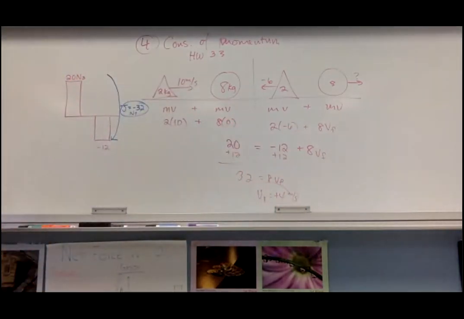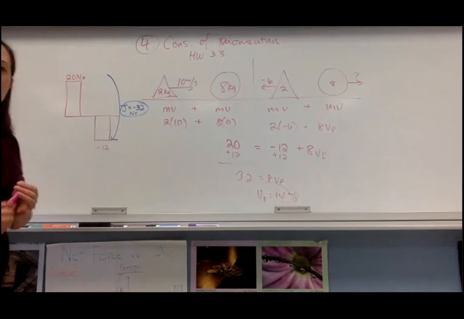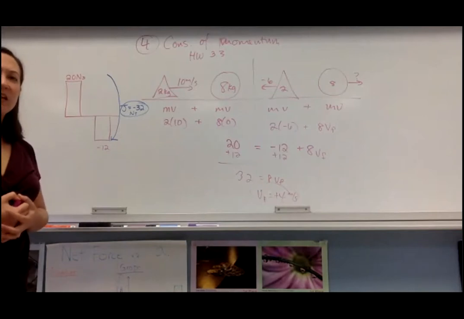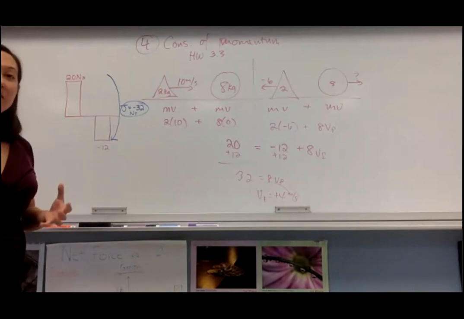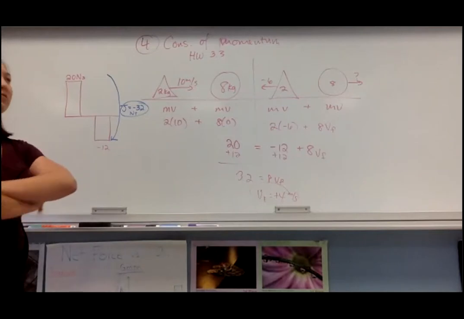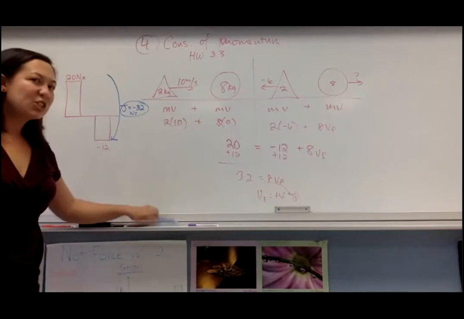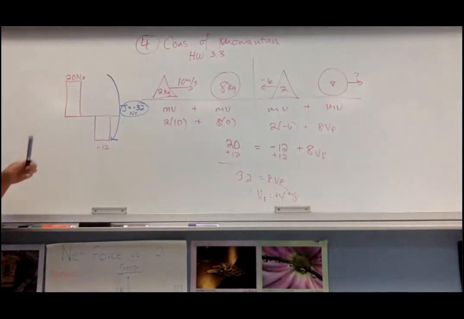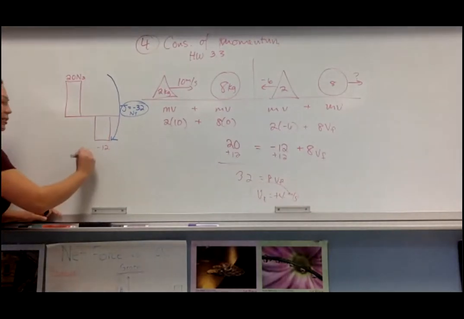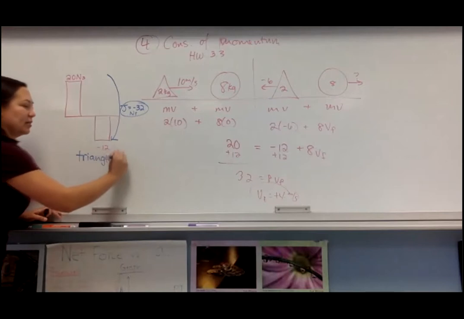The ball picks up momentum because the triangle lost momentum. A thing people mess up on this problem is they'll look at it and say, oh, the momentum of the triangle is conserved. But that's not true. The triangle lost momentum. Triangle loses momentum.